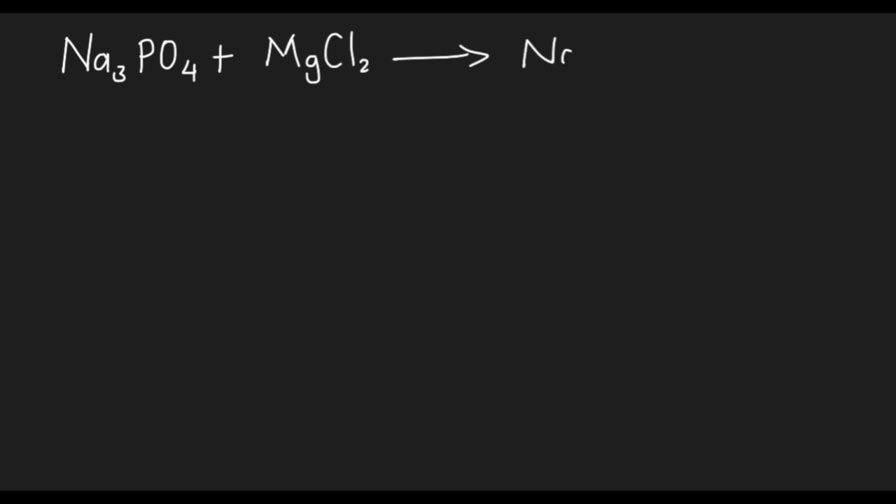Now let's say we have a double displacement where we want to look at sodium phosphate. So phosphate has a valence of 3. Then we have the radical, plus we are reacting with magnesium chloride. Then we are going to have sodium chloride plus magnesium 3. Then phosphate.